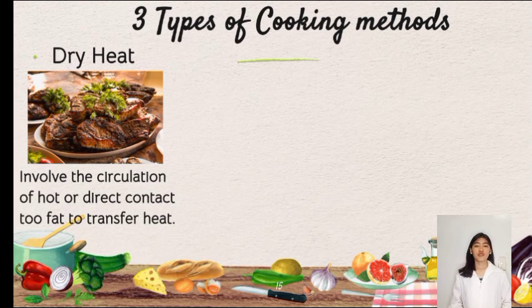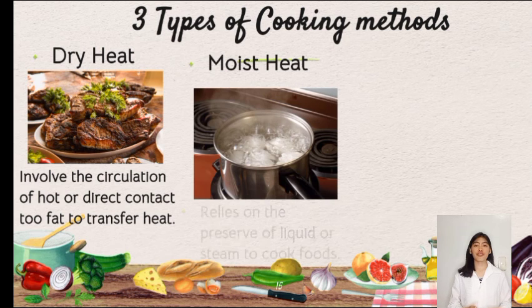First is dry heat. It is cooking methods that involve the circulation of hot air or direct contact with fat to transfer heat. So, it works without the presence of any liquid and also gives food a brown crust on the surface.